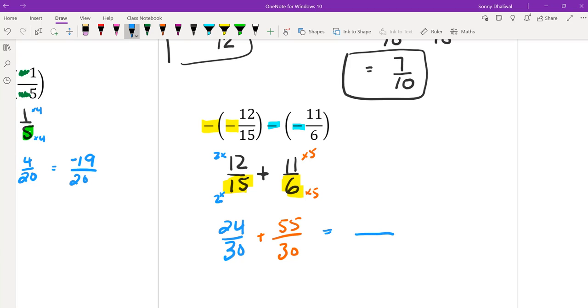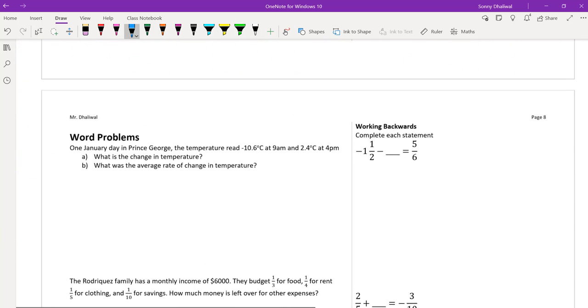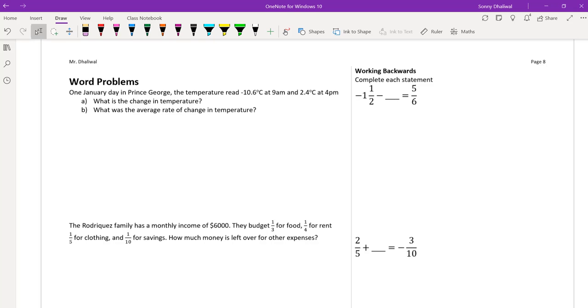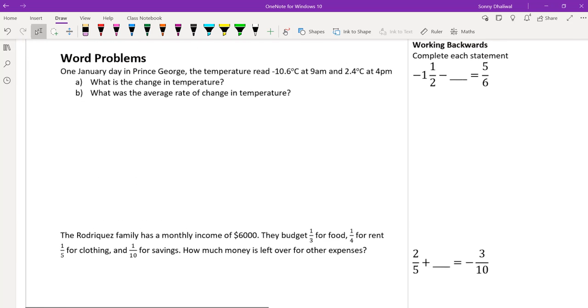What's our denominator? What's our numerator? 79. Okay. Can that be reduced? I don't think so. No, I think 79 is a prime number, so that can't be made smaller. Okay. So that's just adding and subtracting. So we're gonna skip this working backward questions and just do the two word problems.